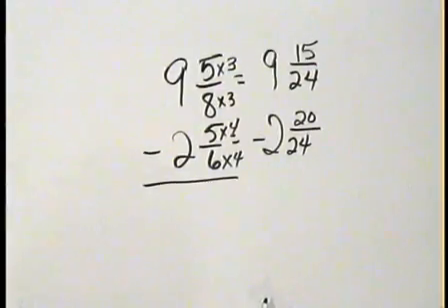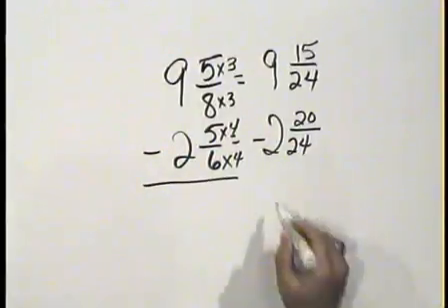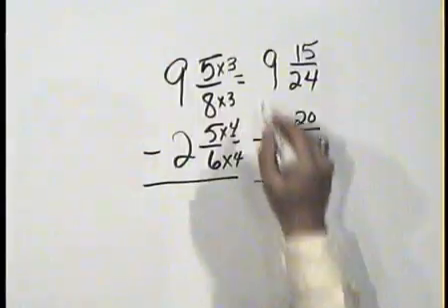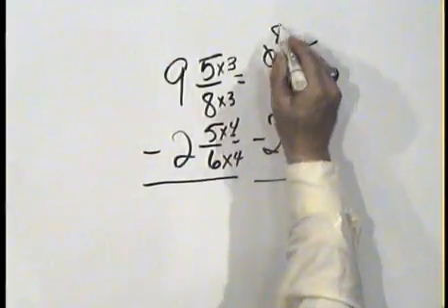Well, do we need to borrow? If the answer is no, we go on. If the answer is yes, we borrow. Do we need to borrow? The answer is yes. 15 minus 20 cannot be done. So, we borrow. We borrow 1 from the 9, which gives us 8.